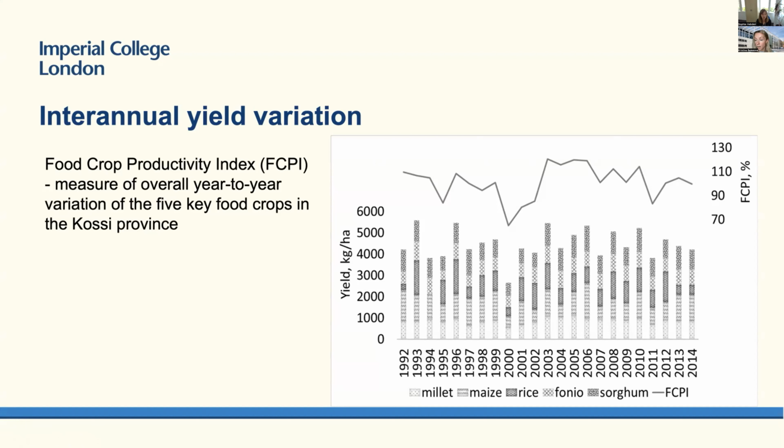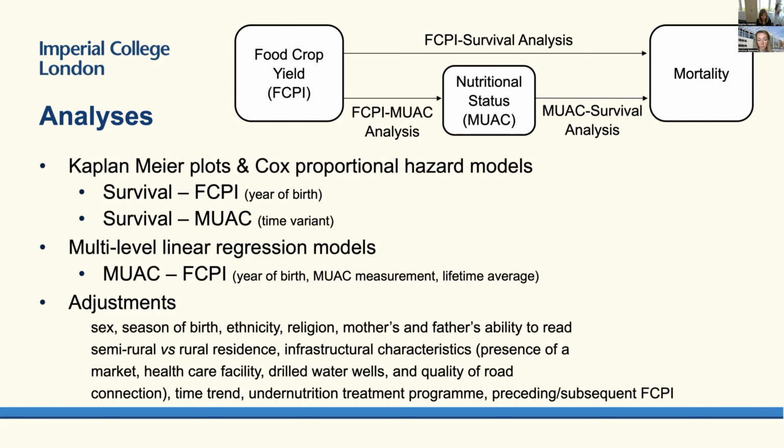And so we looked at that in relation to health. To look at crop yield variation in relation to health, we looked at the FCPI, our exposure index, in relation to mortality using survival models, so Kaplan-Meier plots and Cox proportional hazard models. And to look at FCPI in relation to nutritional status, we used multi-level linear regression models. And then also, just to confirm the full pathway, we also related MUAC to survival, which is known in the literature to be highly associated. And the models were adjusted for a number of confounders available from the NUNA HDSS system, such as sex, season of birth, ethnicity, religion, mothers' and fathers' ability to read, how rural or semi-rural the area of residence was, various infrastructural characteristics, etc.